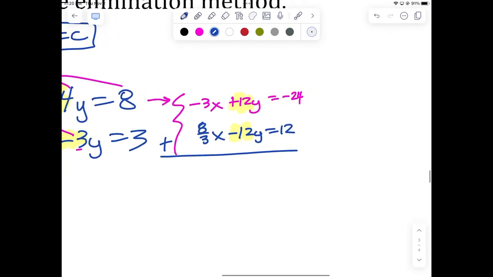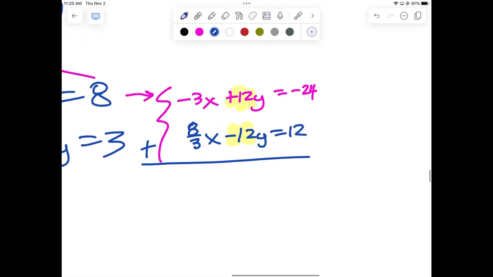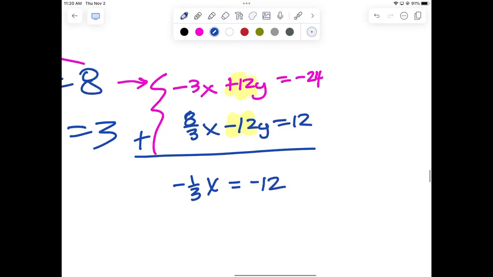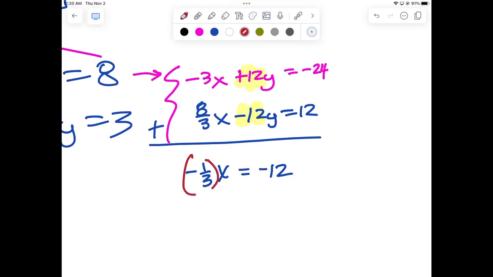And now if you add here, let's see if we get the same thing. What's 8/3 minus 3? Well, 3 is 9/3. What's 8 minus 9? Negative 1. So we get negative 1/3 x. The 12s cancel, and now I get negative 24 plus 12, which is negative 12. And now if I multiply both sides by the reciprocal of negative 1/3, which is negative 3 over 1, those divide out, and I get x equals positive 36.